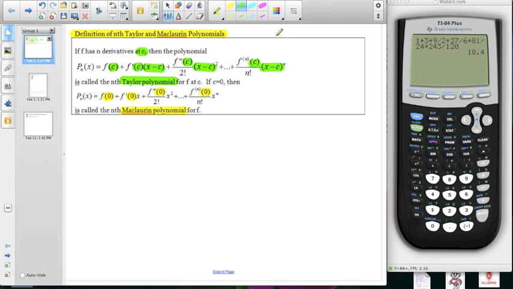So the Taylor polynomials, that's the new term for this section. These Taylor polynomials are centered at some value c, whereas our Maclaurin polynomials, which is what we've been talking about up until now, have c equal to 0. So we're centered at 0 here.